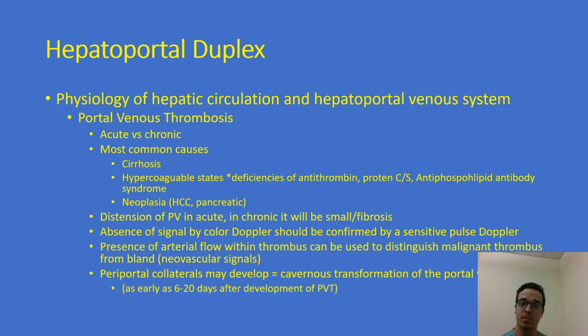and fibrous. Absence of signal by color Doppler should be seen and confirmed by sensitive pulse Doppler. The presence of arterial flow within the thrombus can often be used to distinguish malignant thrombus from bland, and these are called neovascular signals. Periportal collaterals may also develop in the thrombus. This is usually 6 to 20 days after the development of the portal venous thrombosis, and this is called cavernous transformation of the portal vein.